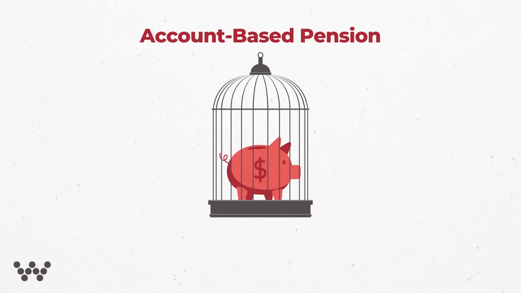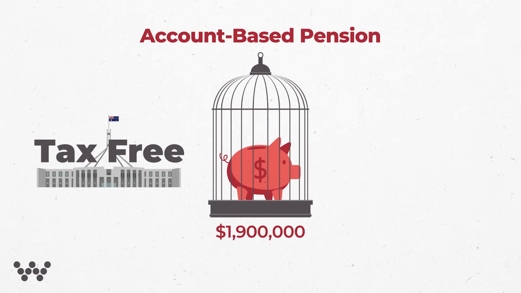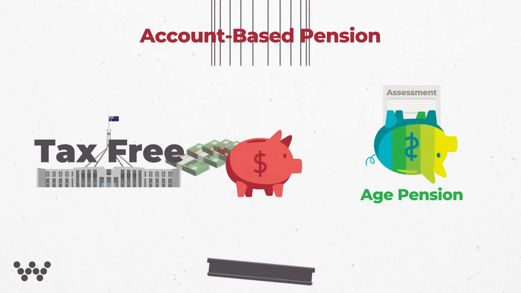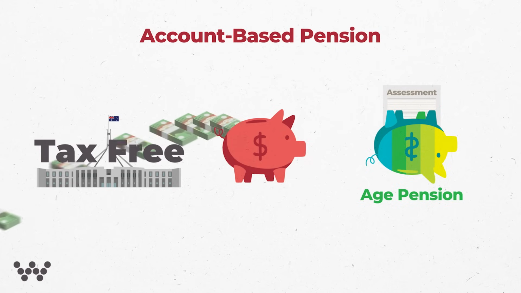Another drawback is that you can only get $1.9 million into that pension phase. Obviously, that doesn't impact everyone, but there is a cap to how much of a tax exemption you get. It is included in age pension assessments. So once you trigger and start drawing a pension from your superannuation assets, it will be included in an assessment for how much age pension you're entitled to.